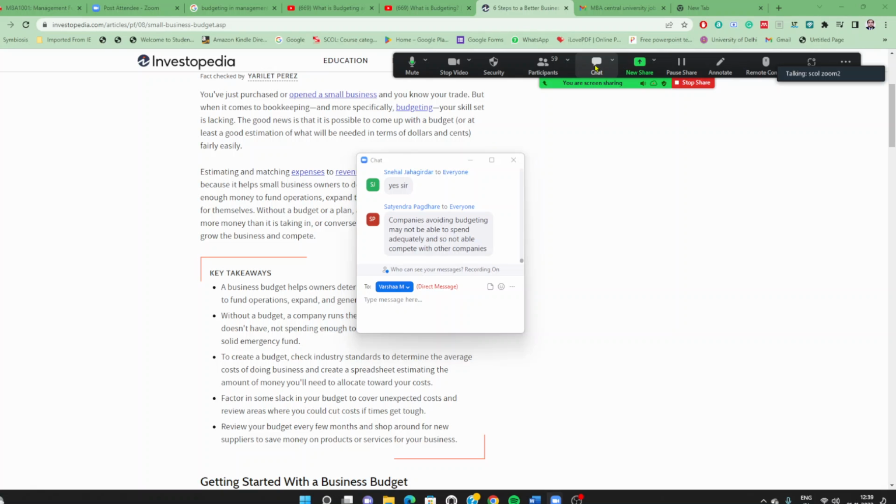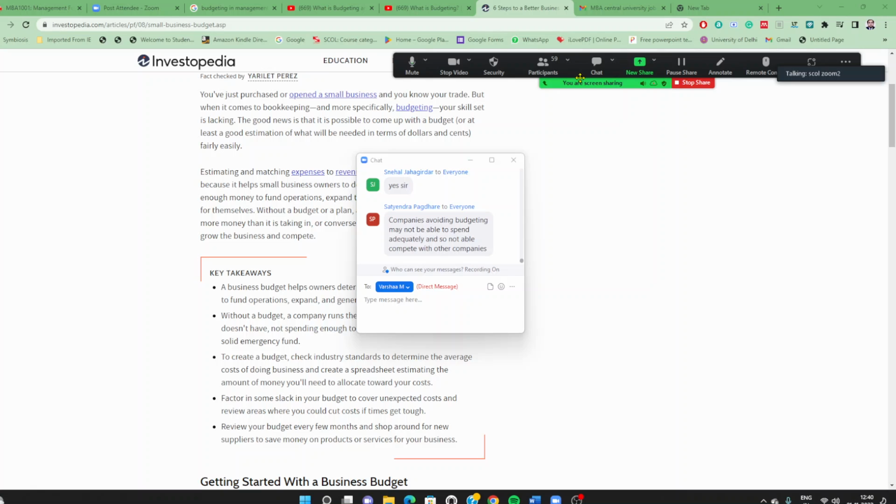Satyendra has said, companies avoiding budgeting may not be able to spend adequately and so not able to compete with other companies. Yeah. See, budgeting is part and parcel. No organization can survive without budgeting. If you don't budget, you will be directionless. You will never come to know whether you are making profit or losses, because there won't be any comparison with the cost and the revenue you are going to generate.